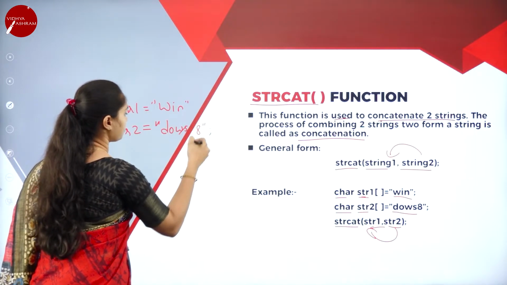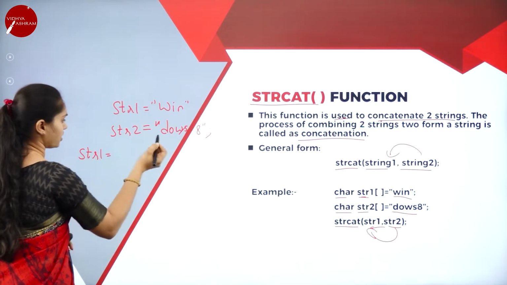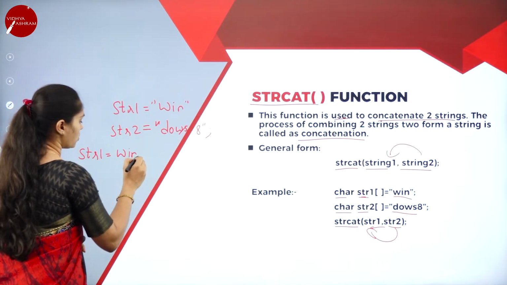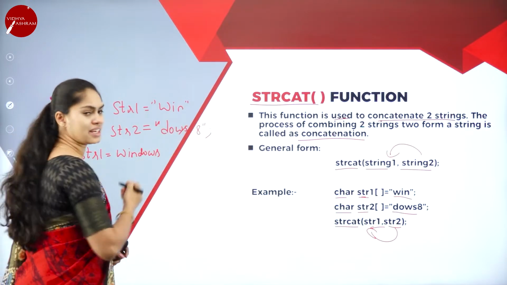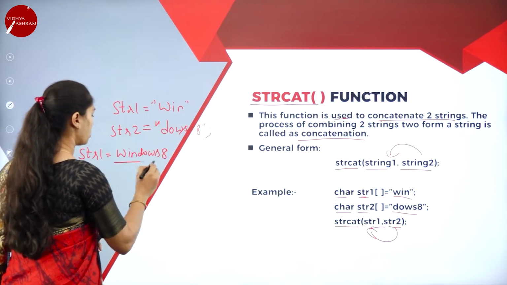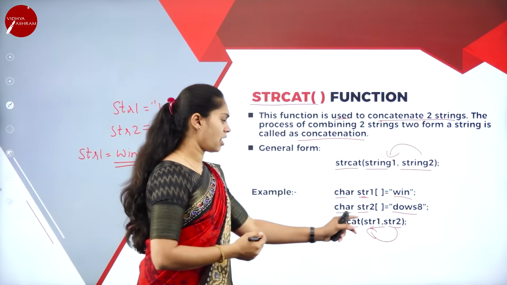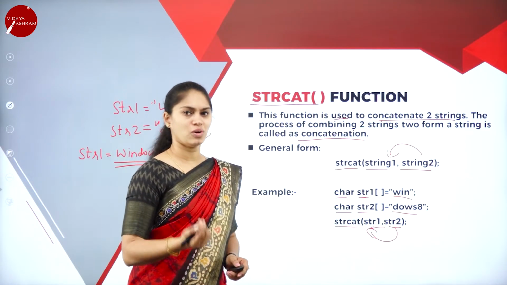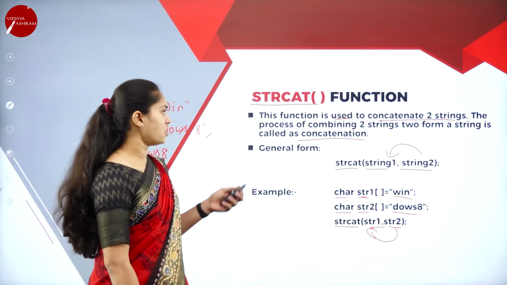So now string 2 is DOWS8. But what does str1 include now? It includes Windows 8, because I combined the value of str2 with str1, so str1 is now Windows 8. This is how we are going to use the string concatenation function.